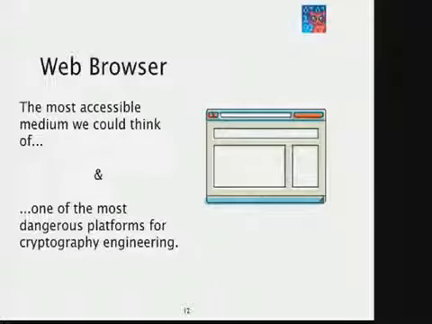So we chose the web browser. I chose the web browser. Partly it was because I was already familiar with JavaScript when I started, to be honest. But it was still a conscious decision, in the sense that it's a very accessible medium. It's the most accessible medium, HTML5. And it was one of the most dangerous platforms for cryptography engineering.